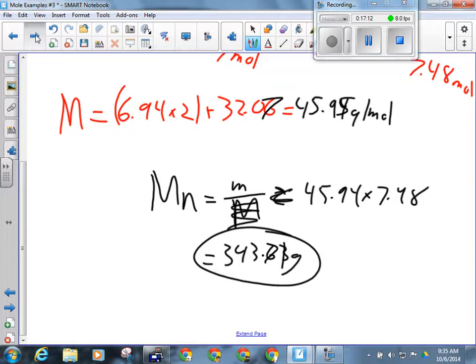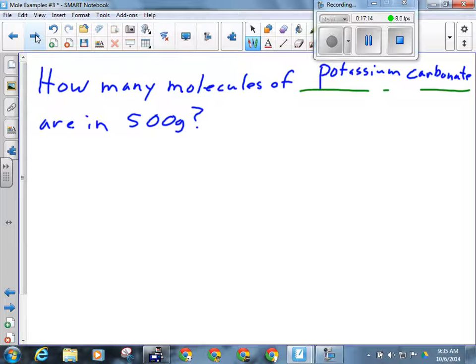All right, last one. Give this one a try. How many molecules of potassium carbonate? Expect to see it like that on the unit exam, written out in name form, not with the formula. Give that one a try. Let's look at this last one here. We're looking for how many molecules. If we're going to find that, we first need to find n, because then I can multiply n by Avogadro's number and get the number of molecules.